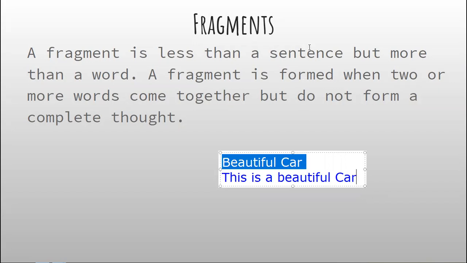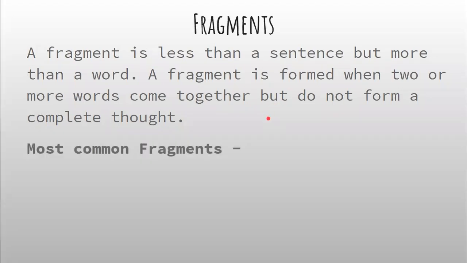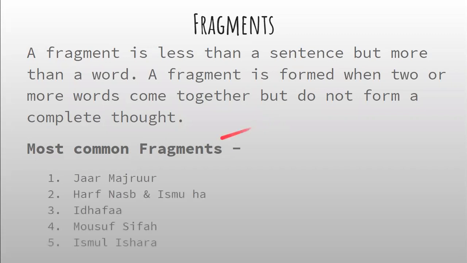Now, because we have studied one kind of word, we have to bring those words together to make fragments. In Arabic there are many different kinds of fragment, but in the Quran, there are mostly five kinds that occur more often than others. We can open any page of the Quran, any line we see, there must be one of those five fragments present. What are those five fragments? It is either jar majroor, harf nasab and ismuha, idafa, mausuf sifa and ismul ishara. We are going to learn them slowly in detail, inshallah. Those are the most common fragments in the Quran, and we have to know each one of them carefully and with details, inshallah.